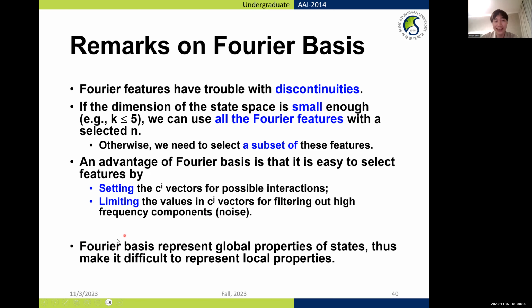Another point is that Fourier basis represents the global property of states. That makes it difficult to represent local properties. So when you define the states, it represents the global information of the state instead of some local information, okay?